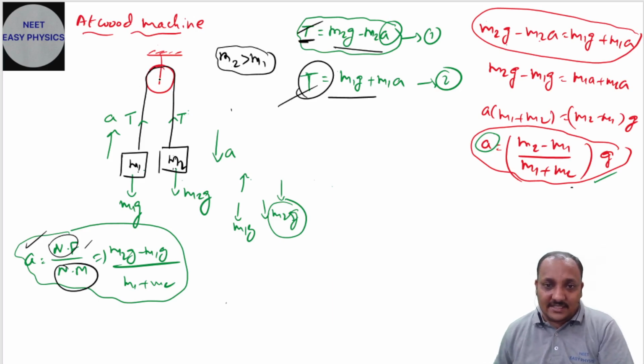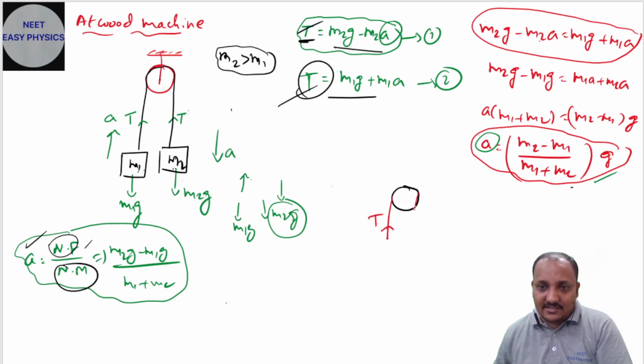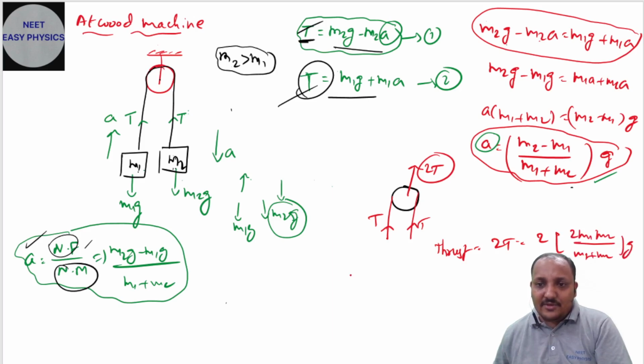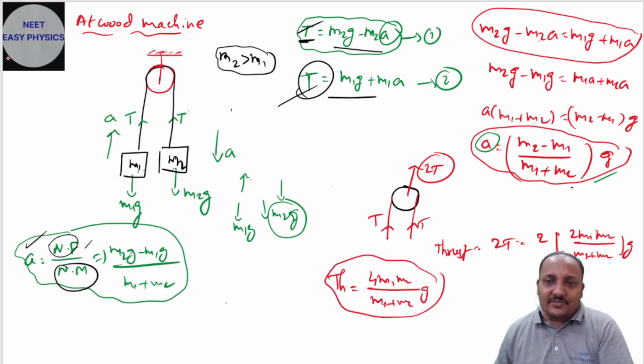Next, they may ask what is the thrust acting on the pulley. What is the thrust acting on the pulley? One T like this, tensional force like this. Therefore, the resultant is going to be 2T. What is T? We already got T equal to 2 M1 M2 by (M1 plus M2) into G. Therefore, thrust is going to be 4 M1 M2 by (M1 plus M2) into G. So these three equations you have to remember: acceleration, tensional force, thrust.